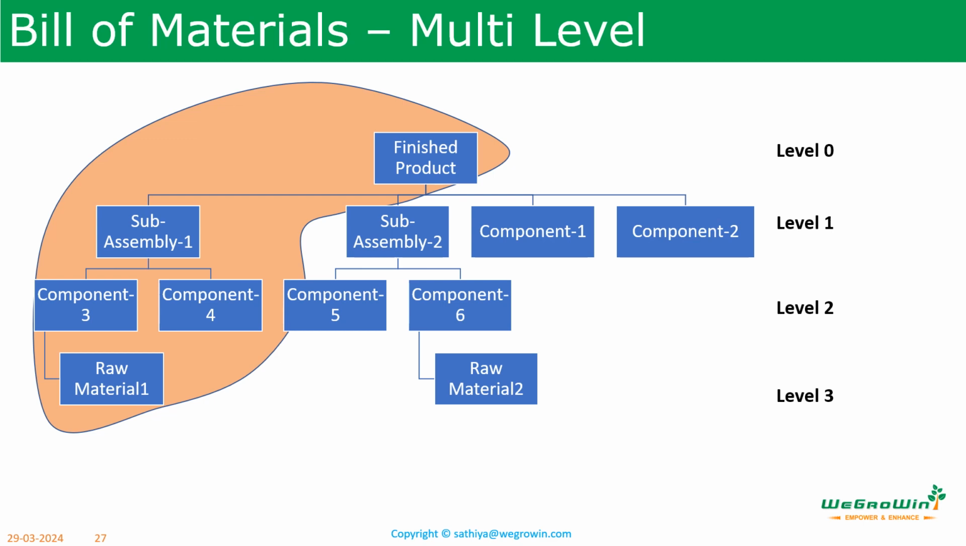To produce this subassembly 1, we need component 3 and component 4. To produce component 3, raw metal 1. So this is the first: all the multi levels of the product will be summarized first.